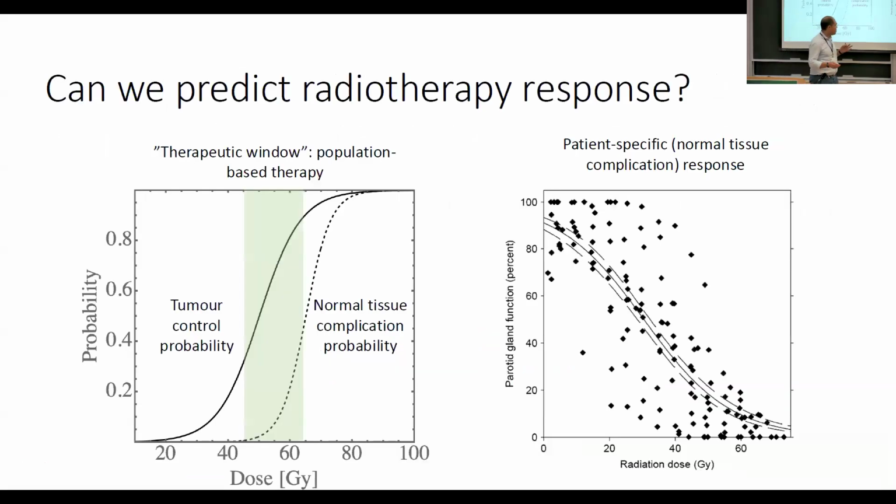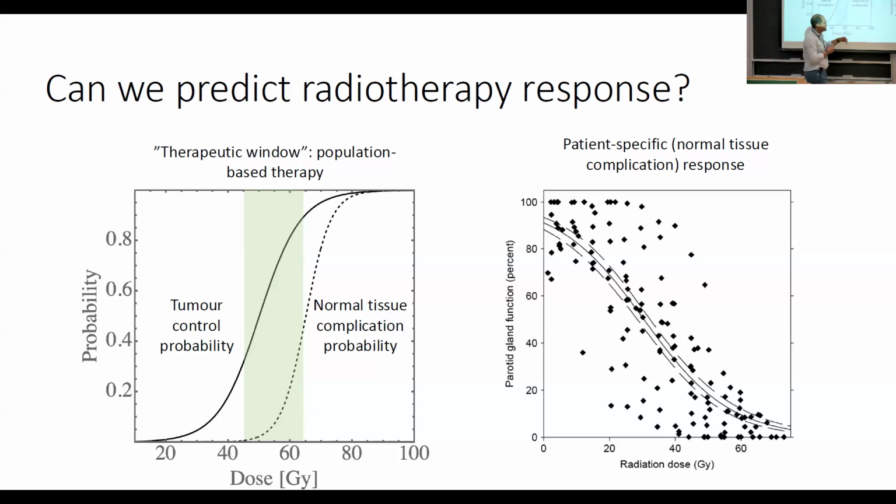My overarching goal is to be able to predict radiation response. Of course, everyone wants to do this. On the left is the standard sigmoidal tumor control probability versus normal tissue complication probability curve. And so we always aim to hit into this therapeutic window where we hope that most of the patients that undergo radiotherapy, we will be able to control their tumor, their cancer, without giving unnecessarily high toxicities.